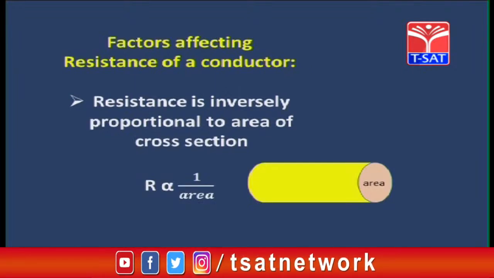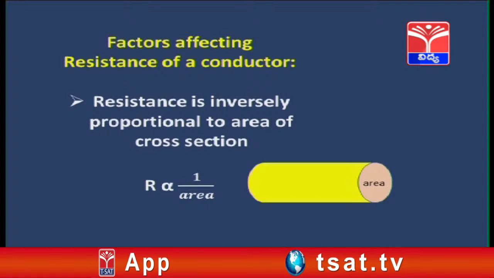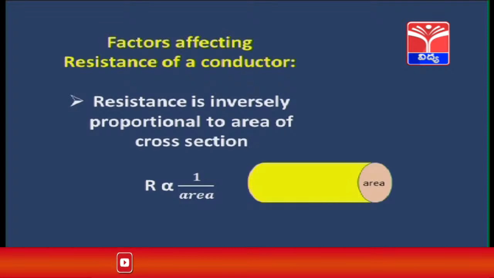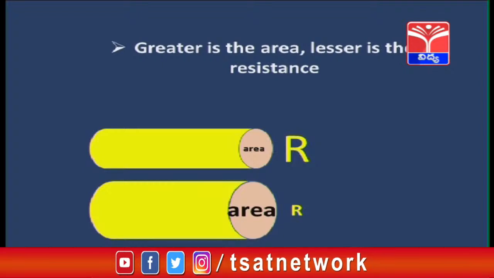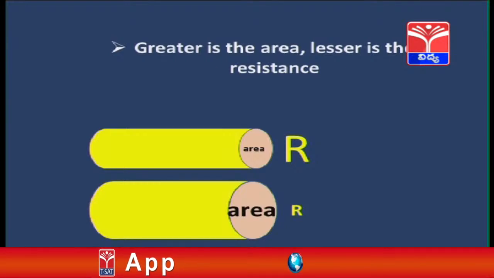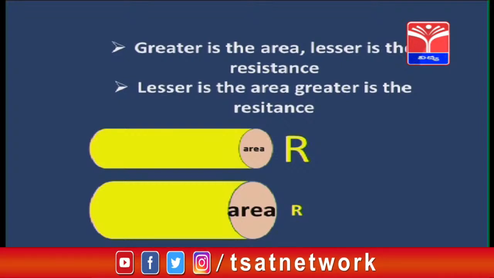Resistance of a conductor is inversely proportional to the area of cross section. R is inversely proportional to area. So, we write it as R proportional to reciprocal of the area. Now, consider two conductors whose lengths are same and the areas of cross section are different. Lesser is the area, greater will be the resistance. Greater is the area, lesser will be the resistance. So, greater is the area, lesser is the resistance, and lesser is the area, greater is the resistance.